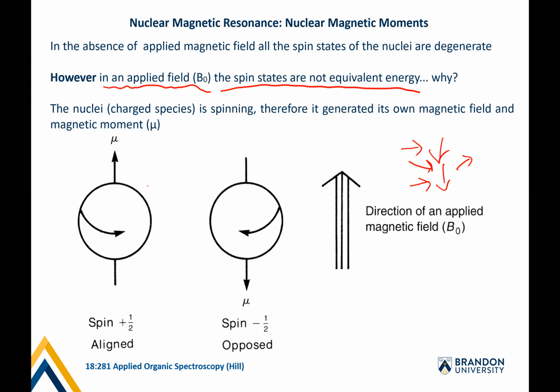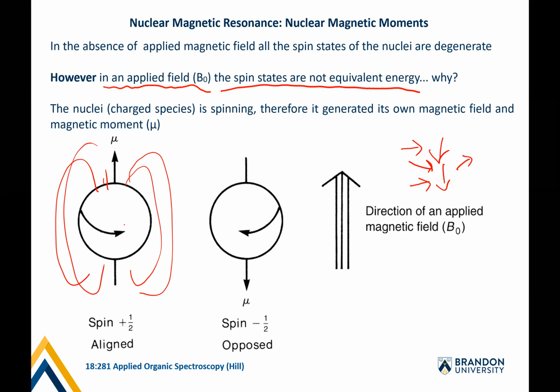So each one of these nuclei basically generates its own little mini magnetic field. And so when you put it in a large magnetic field, the nuclei can either do one of two things. Remember, in physics there's the right-hand rule and all this sort of stuff. If this big arrow here signifies the direction of the applied magnetic field, the nuclei can either align with it, so its field is pointing up, aligned with it, or it can be opposed to it.